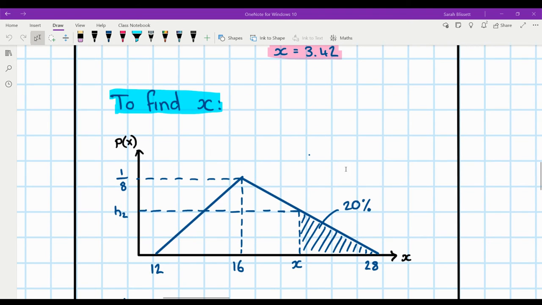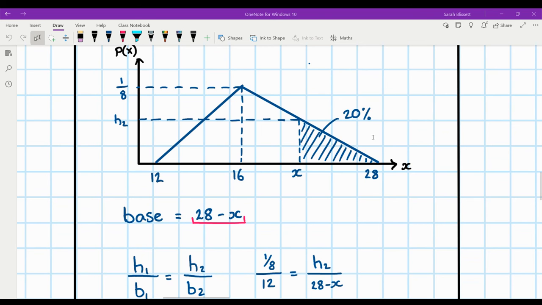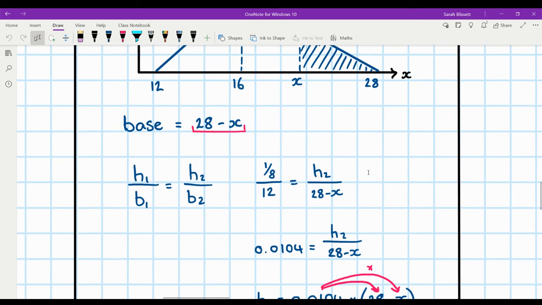If we're to find an x value, so we've been given the mode, we've been given the upper and lower, the minimum and the maximum, and we've been given a probability of the event, it actually gets a little bit trickier. The base of the triangle that we're trying to solve for is 28 minus the value of x, and we're going to use this expression all the way through. We also can find that our height of the full triangle is 1 over 8, and we know that it's 20% or 0.2.